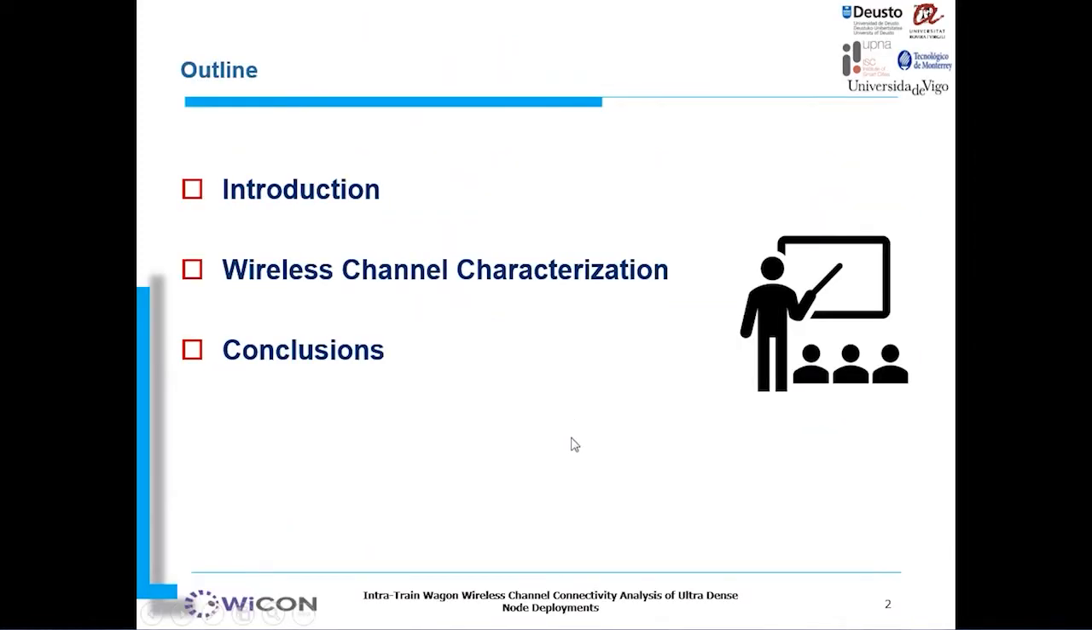So the outline of my presentation is going to be the following. First, I'm going to give a brief introduction in relation with the concept of smart cities and ITS within smart cities. Later on, we will be describing the wireless channel characterization performed within the intra-train channel environment, which is the scenario under test, in order to describe the operation conditions. And finally, I'm going to provide some conclusions in relation with this work.